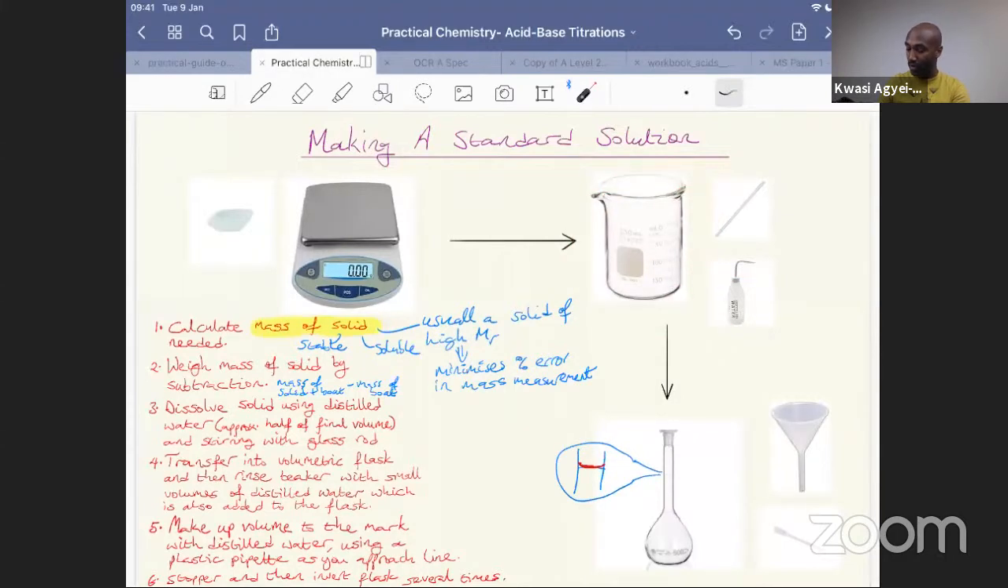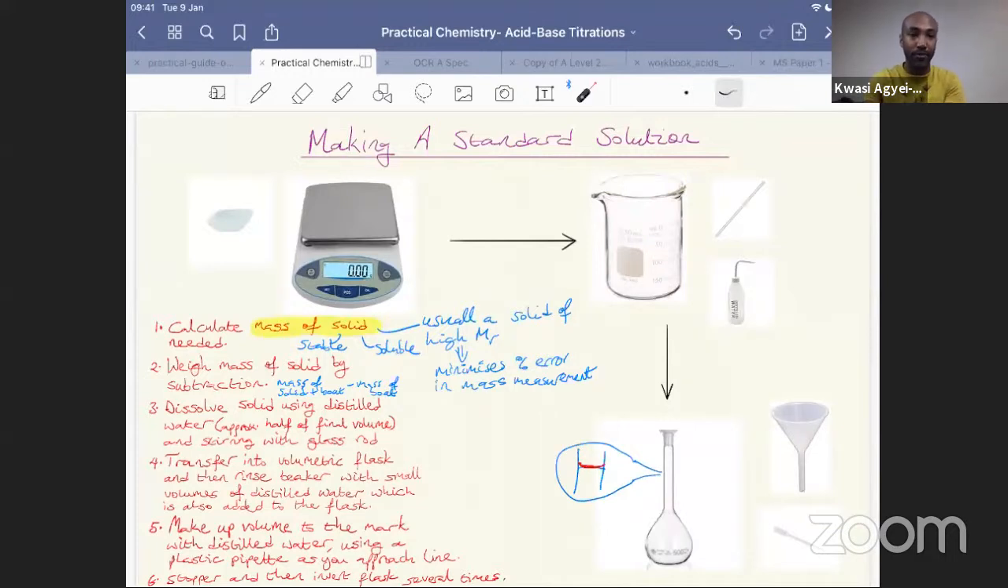And as you approach the mark, so about perhaps a centimetre height from the mark, you should then use your plastic pipette to add distilled water dropwise to get it to the mark. Okay, so that's the first part of our practical done. We have prepared an accurate standard solution containing a known number of moles of our solid in a known and very accurately measured volume of solvent, water. Okay, so we're now ready to use this standard solution in a titration.